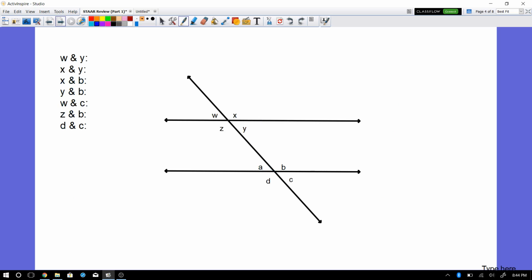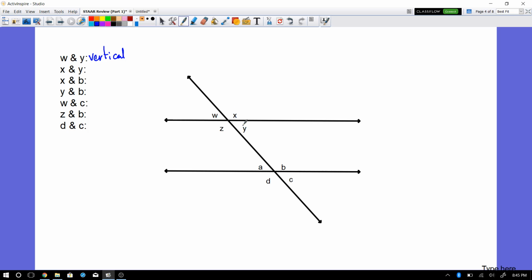Okay. It would be probably a wise idea to pause the video, go through W and Y, X and B, etc., and see what you can remember. There's going to be some stuff that you don't remember, and that's quite all right. So that's why we're reviewing. I'm going to go ahead and go. So W and Y make vertical. We know that vertical angles are equal.